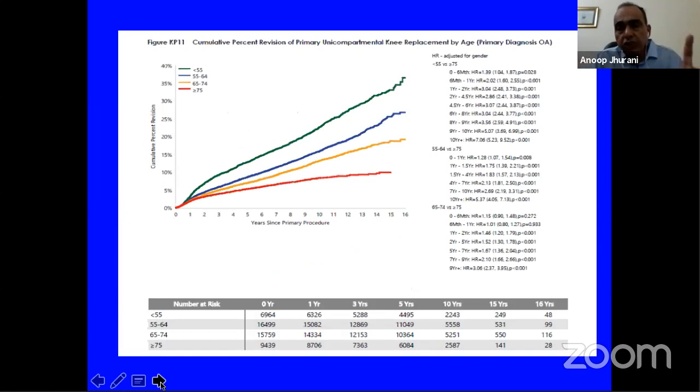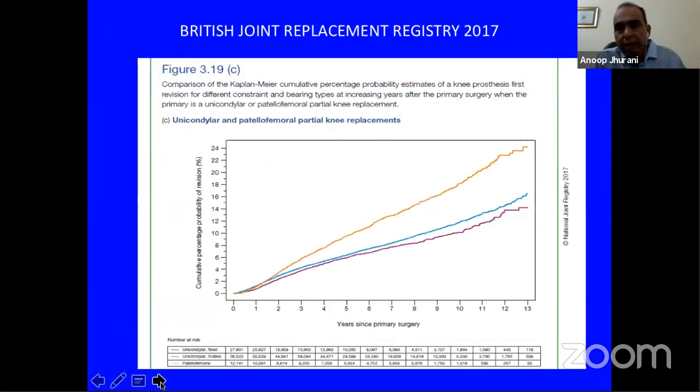Now, regarding the question of fixed and mobile bearing, you can see the British Joint Replacement Registry 2017 report, but even in the 2018 report, the fixed and mobile revision rates are the same. If you look at the purple line and the blue line, they are more or less the same. So the revision rates of fixed and mobile bearing become the same across the general population of surgeons. But in expert hands, it is better.